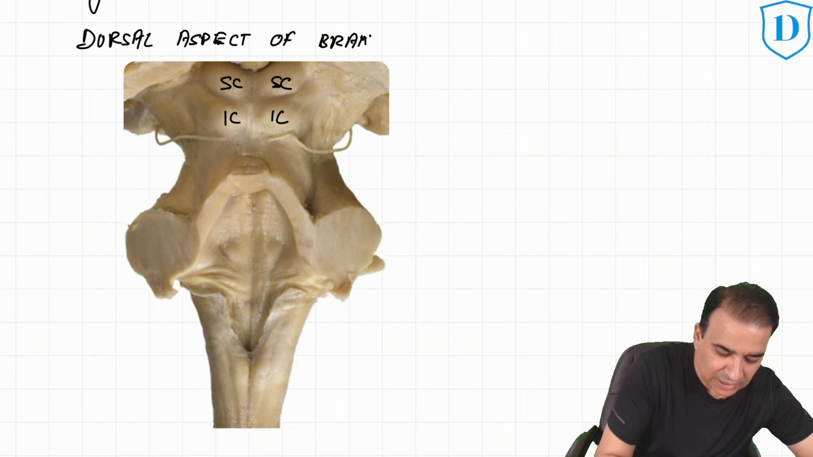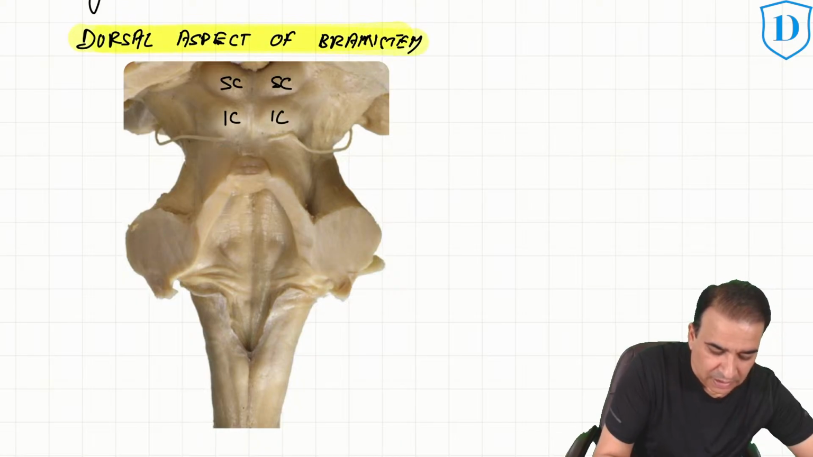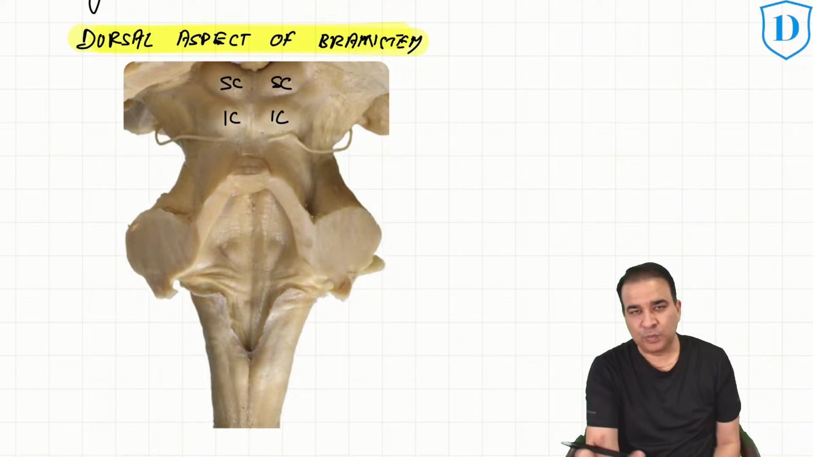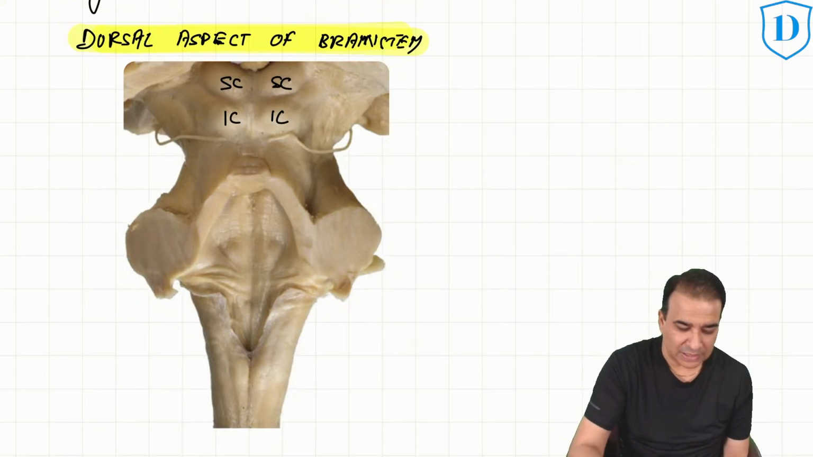You are looking at the dorsal aspect of the brainstem. The dorsal aspect of the brainstem. So in the midbrain area, you can see the colliculus, the superior colliculus and inferior colliculus are visible to you. That's how they will look.